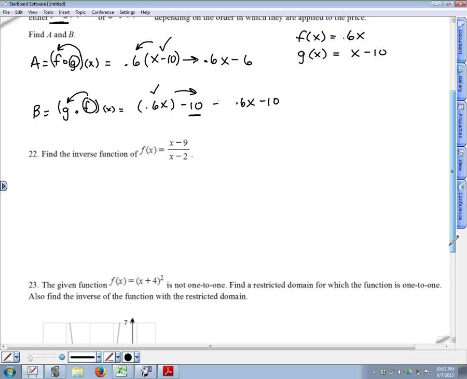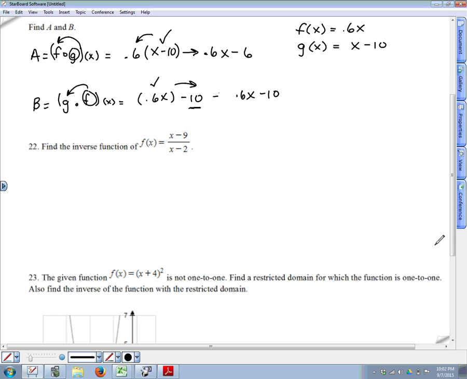Okay, question 22 is from section 2.8. Find the inverse. Phrase to remember is switch the place of x and y. So maybe rather than f of x, you could think about that as a y. So switch the place of x and y. Then the second phrase is solve for y. Those are the two phrases to remember. So first thing you do is switch the place of x and y. So this is going to become x equals y minus 9 over y minus 2.